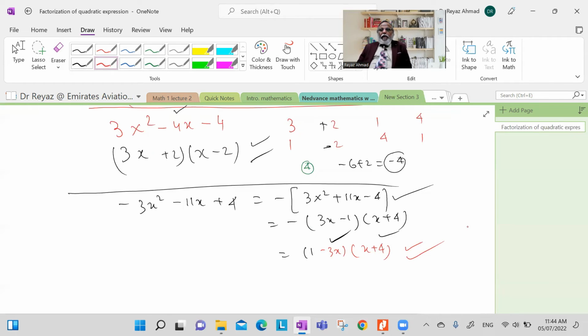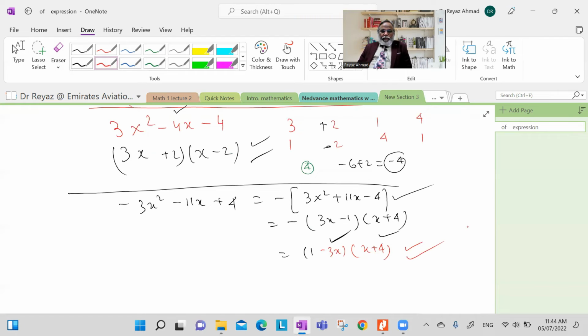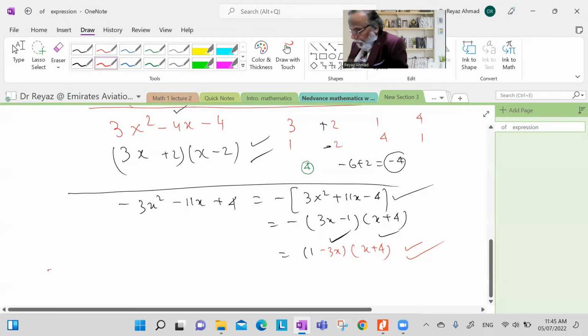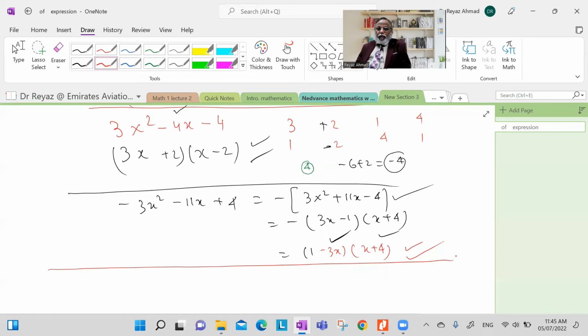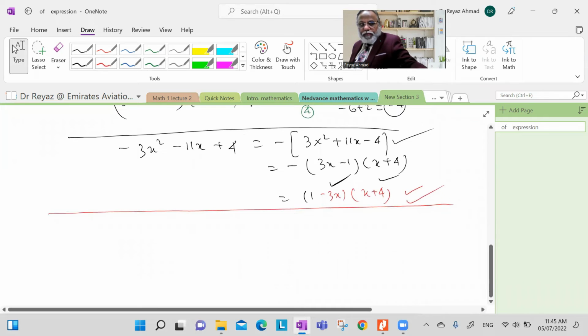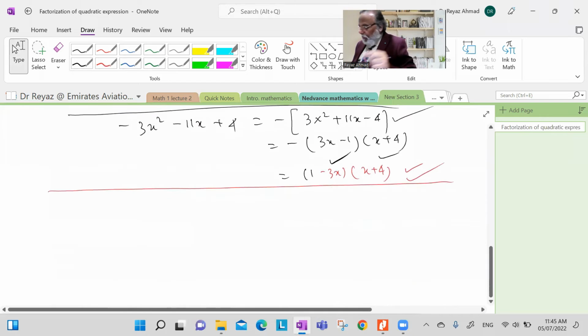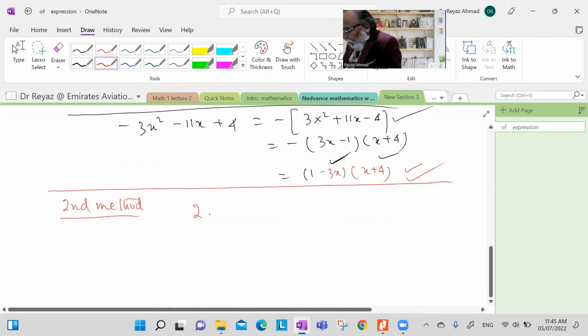So we have done here the first technique of factorizing a quadratic expression where the coefficient of x squared term is not 1. Okay. Now I will be going to do the second method, which is more improvised or smart method. So if I take the example for the first one, starting 2x squared plus 7x plus 3, second method, 2x squared plus 7x plus 3 needs to be factorized.